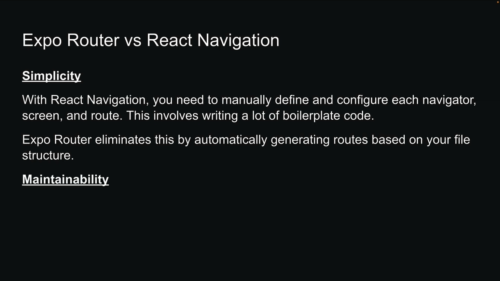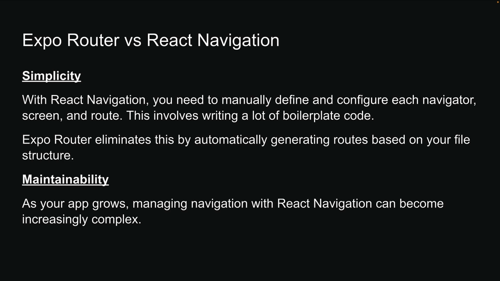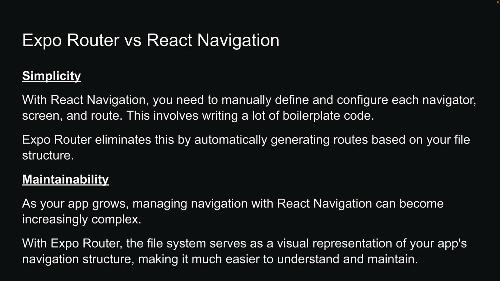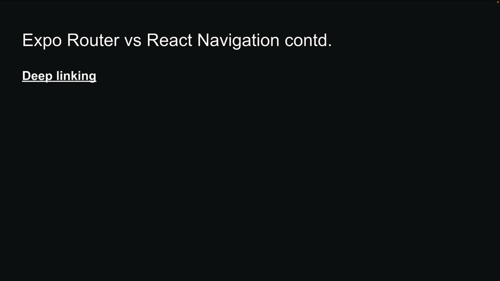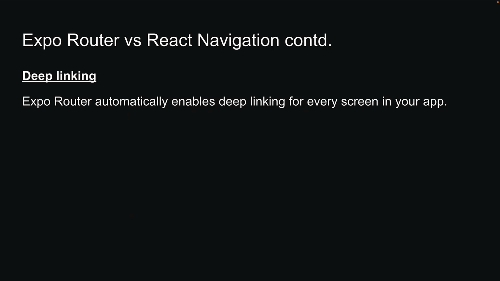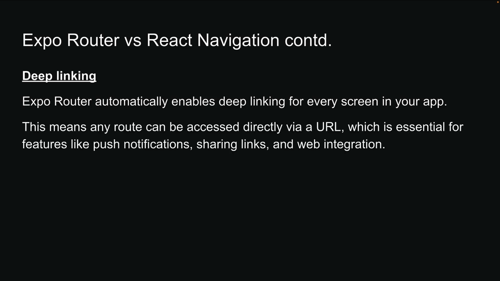Second is maintainability. As your app grows, managing navigation with React Navigation can become increasingly complex. With Expo Router, the file system serves as a visual representation of your app's navigation structure, making it much easier to understand and maintain. Third is deep linking. Expo Router automatically enables deep linking for every screen in your app. This means any route can be accessed directly via a URL, which is essential for features like push notifications, sharing links, and web integration.